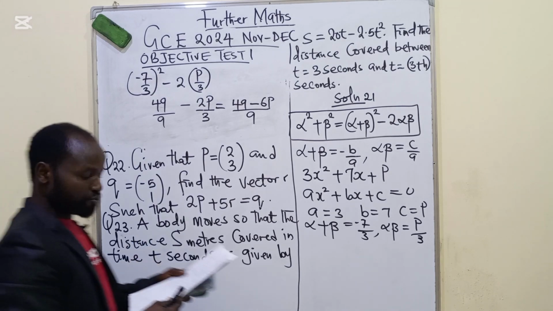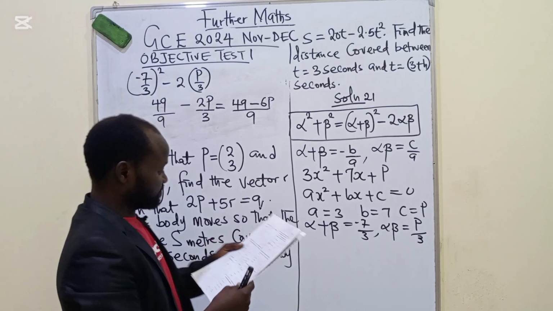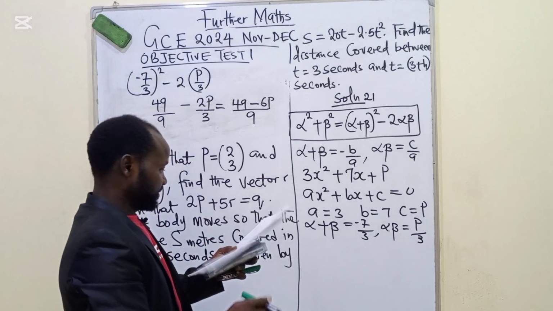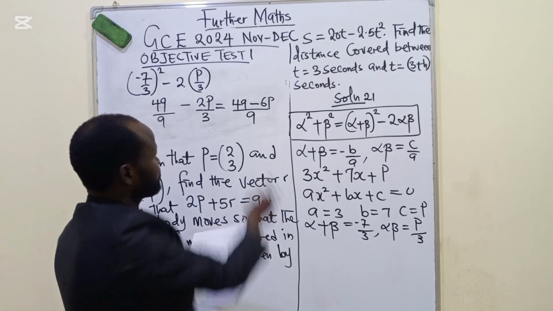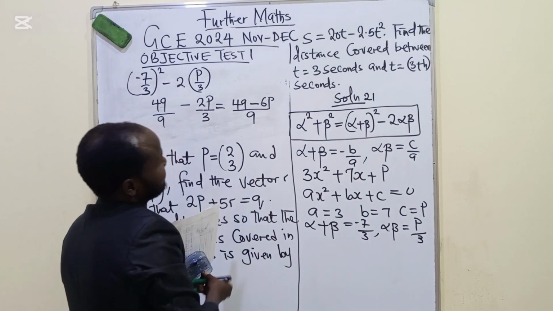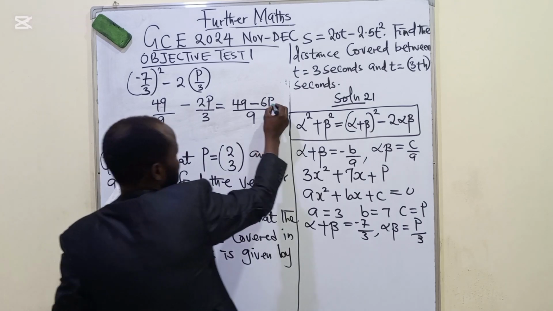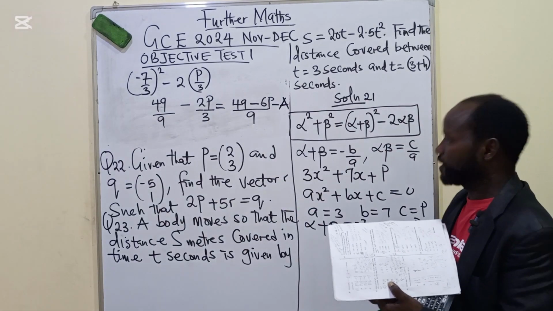Then we check which option is correct here. Option A is 49 minus 6p divided by 9. Yes, that's the correct answer. The correct answer is option A, which is 49 minus 6p divided by 9. Very important. So the correct option to question 21 is option A.